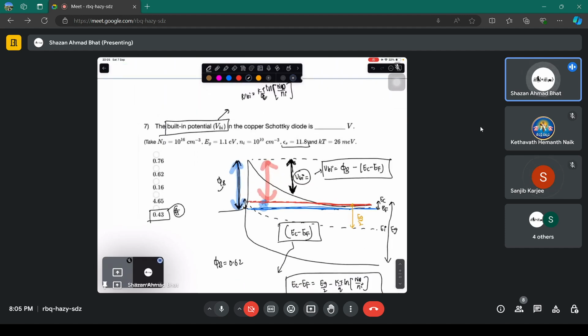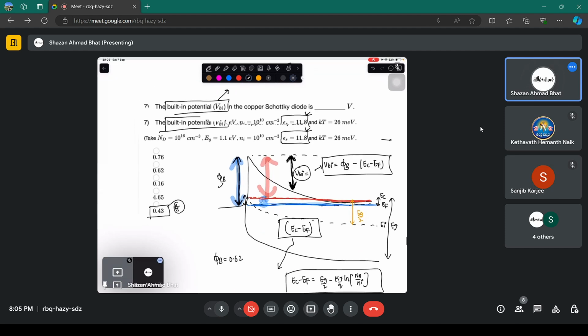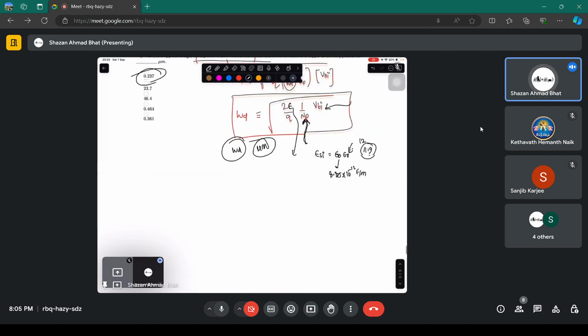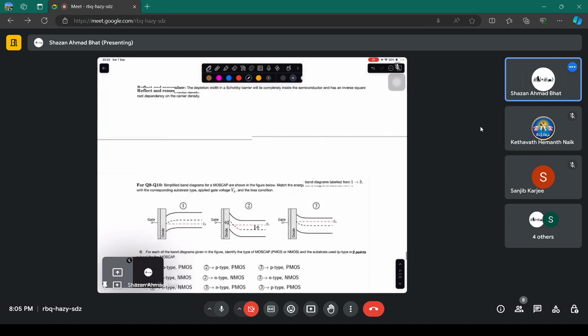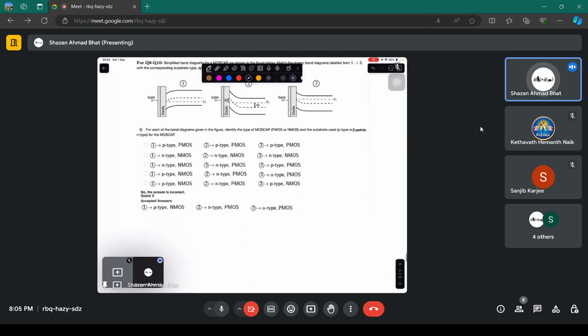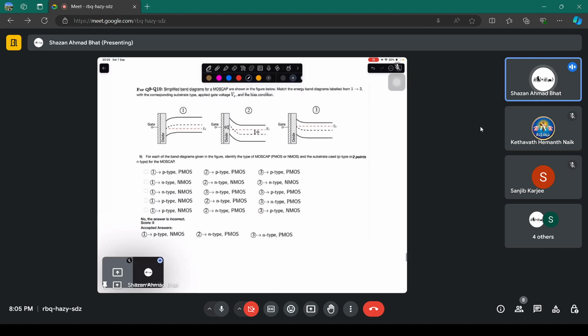Yes, it is given here. Epsilon s is given here. Everything would be given. This is just a formula-based problem. Just have to understand the main concepts. And now moving on to the final part, which was the MOS, which we discussed lastly.